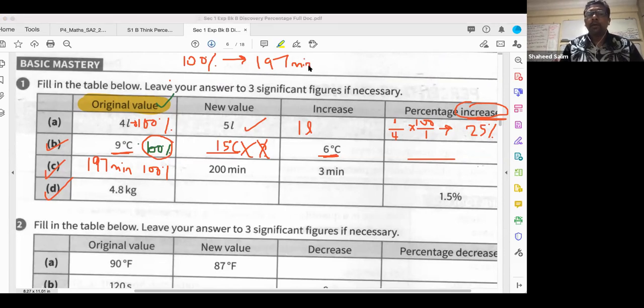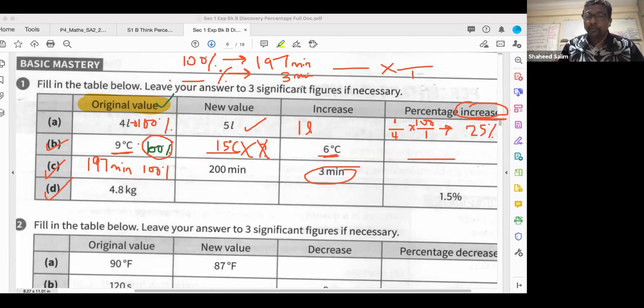So this is now what you want to find. Percentage increase. Increase is 3 minutes, but they want it in percent. How many percent is 3 minutes? You write it here, 3 minutes. Once you have something like this, you can already do it. How to do? Use a formula. What do you write here? 1. Well done, Shafika.